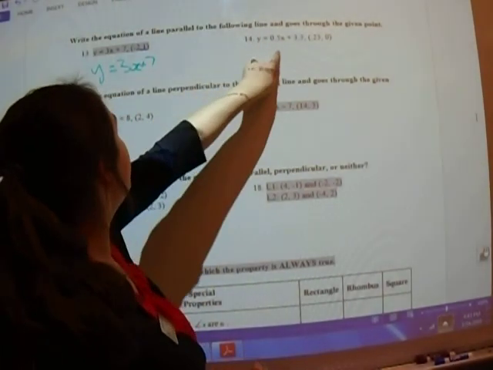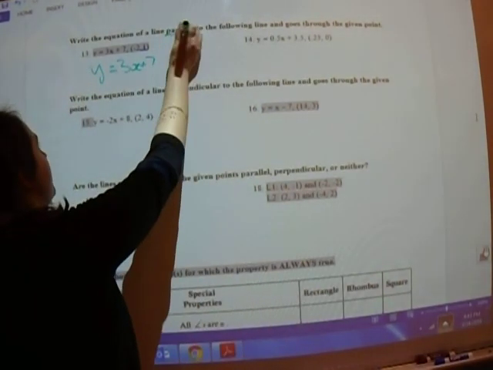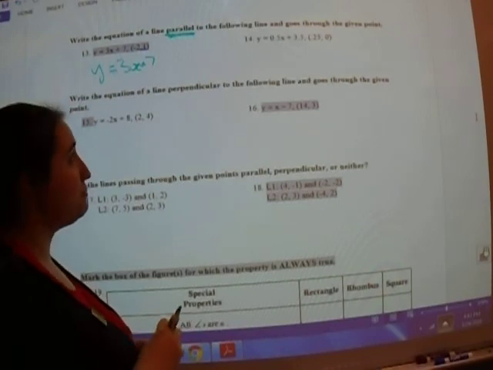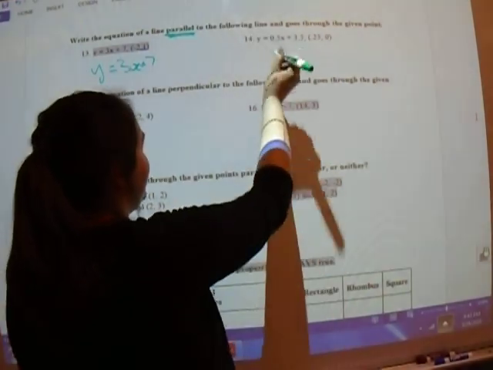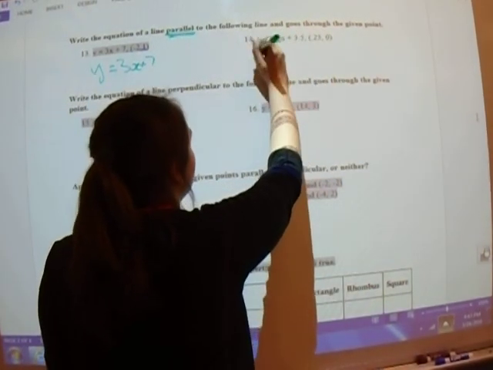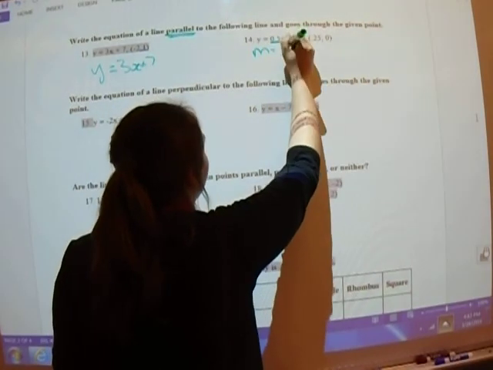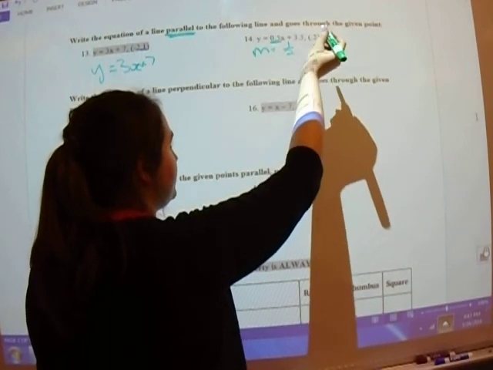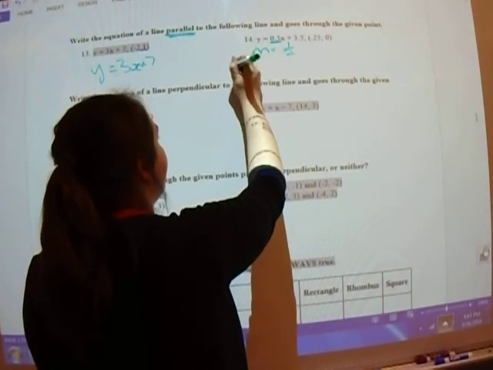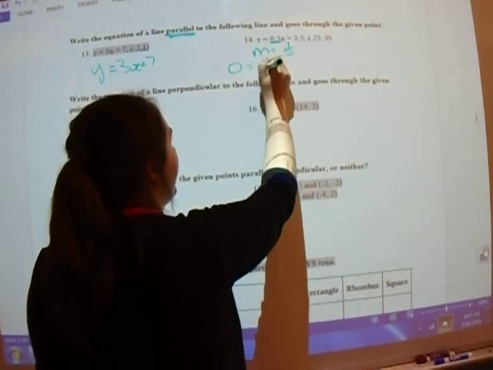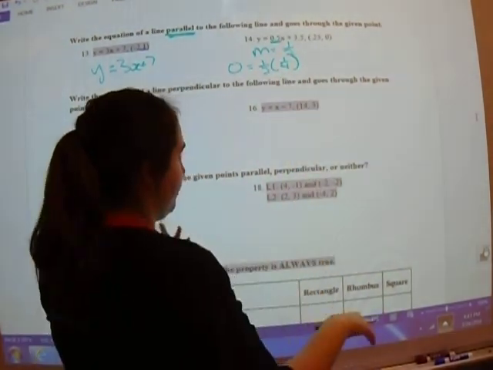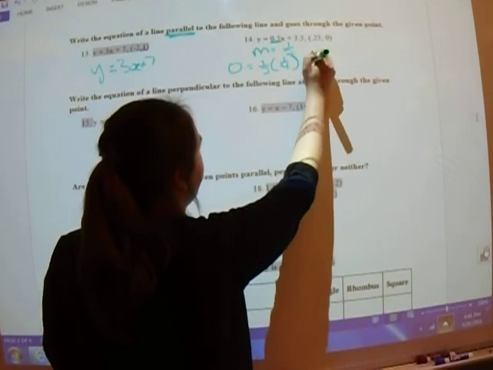Alright, we have this, and we're looking for the equation of a line parallel to the following line, and that goes through this given point. So if it's parallel, it means it has the same slope, right? So m is going to be 0.5 or 1/2, which is what I'm going to write it as. So now we just put all this in, alright? We have 0 equals 1/2 times 1/4. You know, you can leave it as a decimal, you put it in fraction form, whatever, doesn't matter.